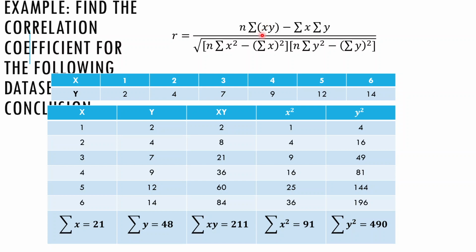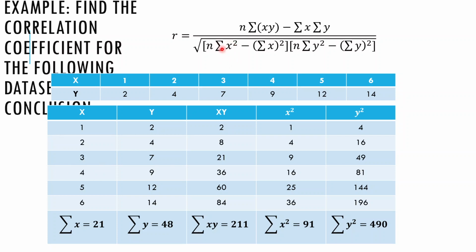So basically, the things here are self-understandable. For example, the sum of x here would be this. You add up all these columns and you get the sum of x. Sum of y, you add up all these columns, you get the sum of y. N is the number of terms, which is 6, or the sample size.